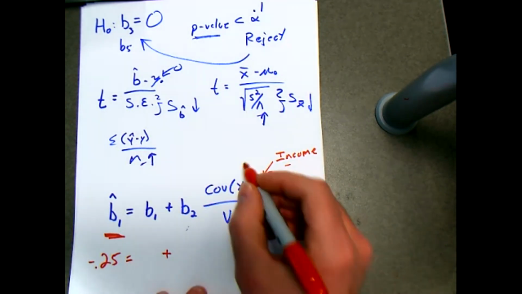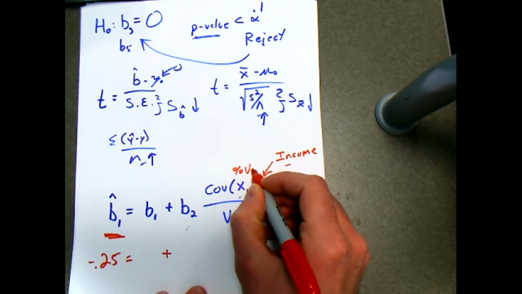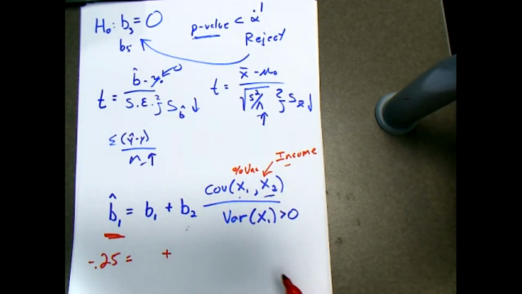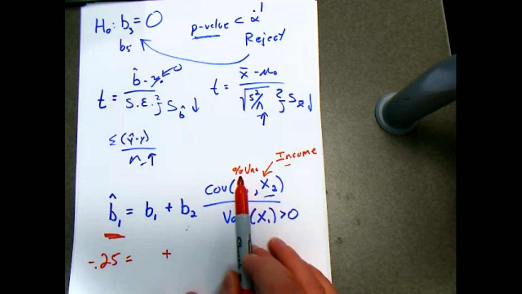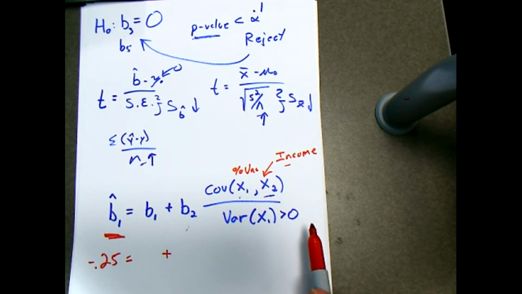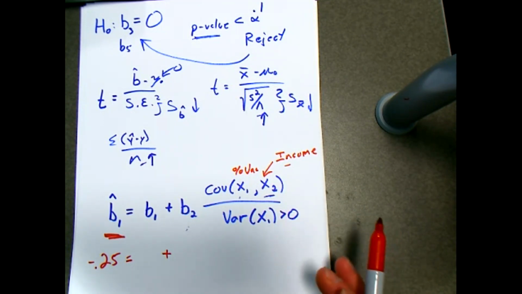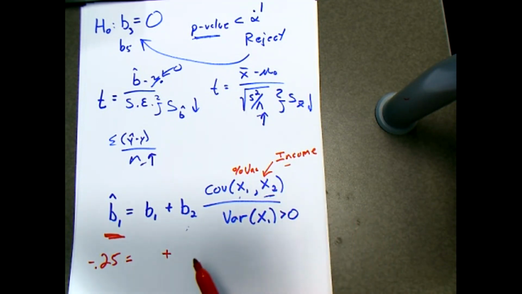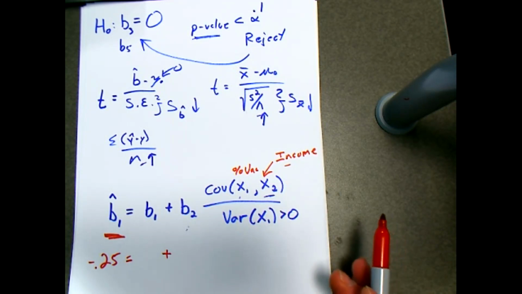Well, if you had to guess, and we're thinking about our X1 variable being the percent vaccinated, what do you think is probably true about the covariance between the percent vaccinated in a county and the average income? So as people have more money, do you think it's more or less likely that they get vaccinated?